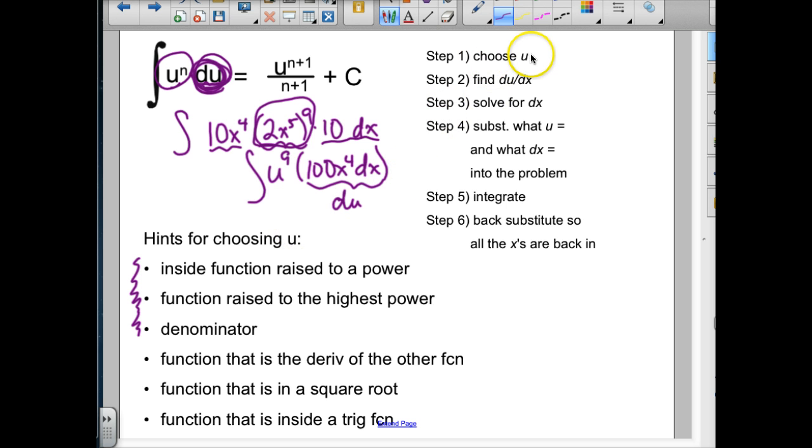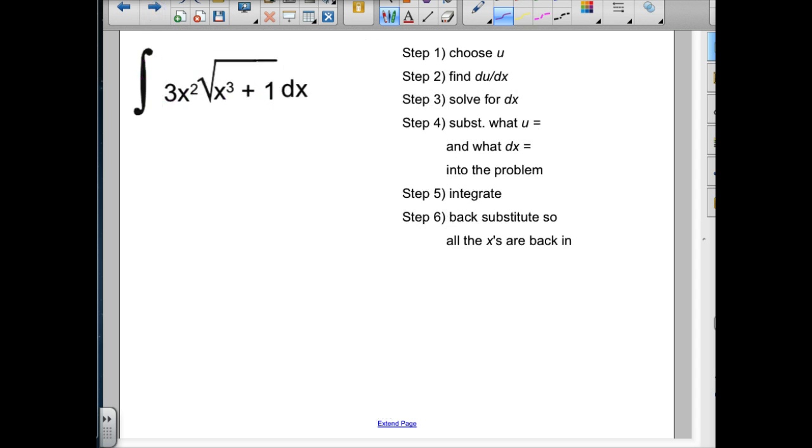Once you choose u, find the derivative of u with respect to x. Solve that little equation for dx. Then we're going to substitute whatever u was equal to and whatever dx was equal to into the problem. Then we're going to use this integration formula here. We should also simplify here. If there is any simplifying that needs to be done, that should be done in step 4. Integrate, and then back substitute. All right, let's go through all those steps.